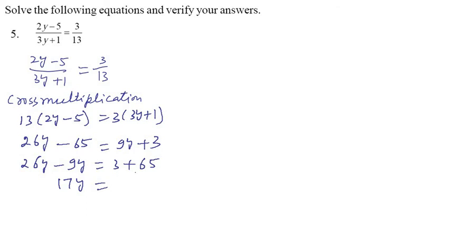And here it is 68. So y is equal to 68 divided by 17. 17 ones are 17, and 17 fours are 68. So that means y is equal to 4 as your answer. So you can see here y is equal to 4. Yes, now verification.